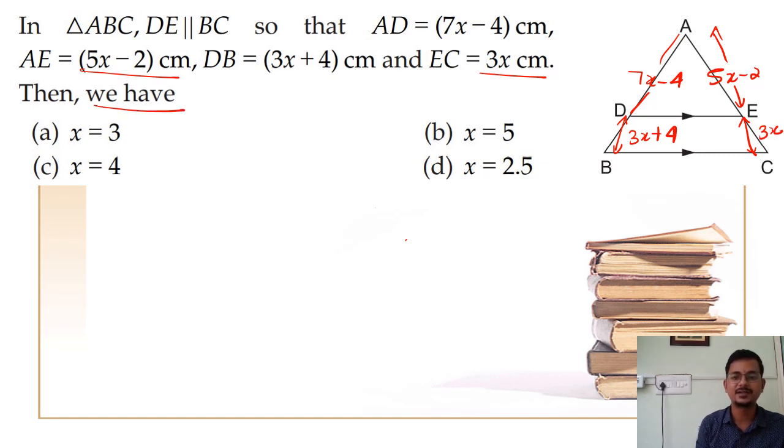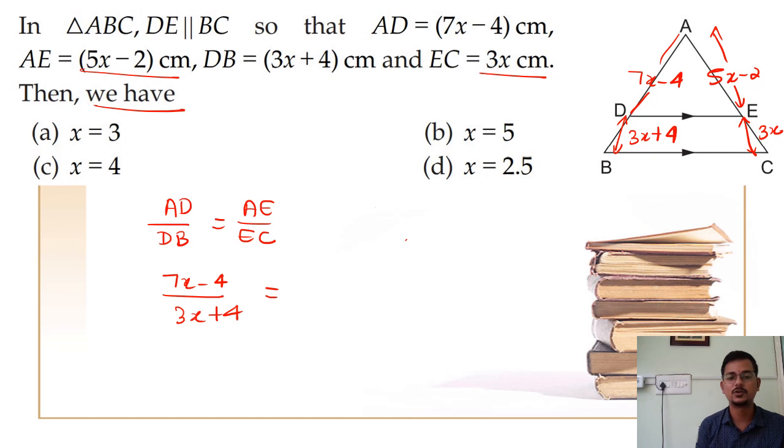From BPT we can write that AD upon DB is equal to AE upon EC. So AD is equal to 7x minus 4, and DB is equal to 3x plus 4. AE is equal to 5x minus 2, and EC is equal to 3x.